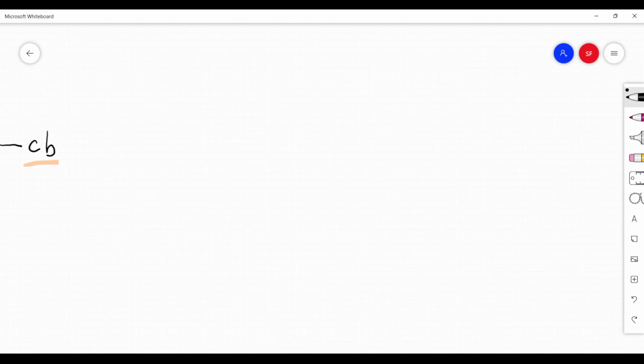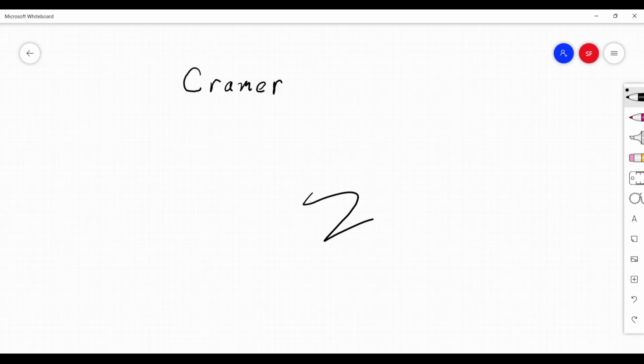Okay. So Cramer's rule. Cramer's rule is awesome, because Cramer's rule lets you solve a system without even hardly thinking, but just doing like third grade math. Sometimes it takes longer, but it's easier, almost always.